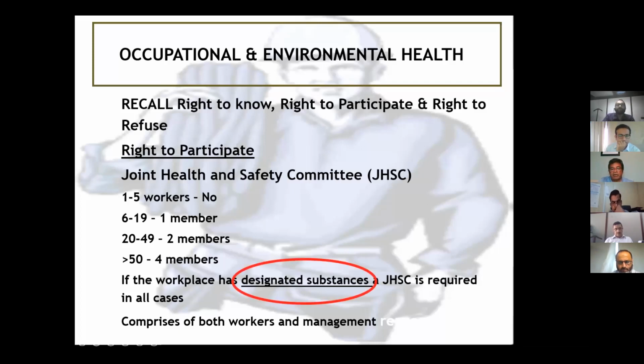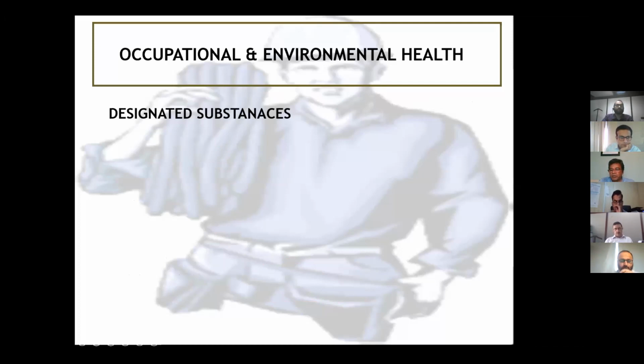But if a workplace has designated substances, a term used everywhere in North America and Europe, things change. Designated substances are substances which are known or highly suspected to be carcinogens, which can cause cancer in humans. Then the 1 to 5 worker rule may not apply, because designated substances will be present in almost every building. And the members are both management and workers.